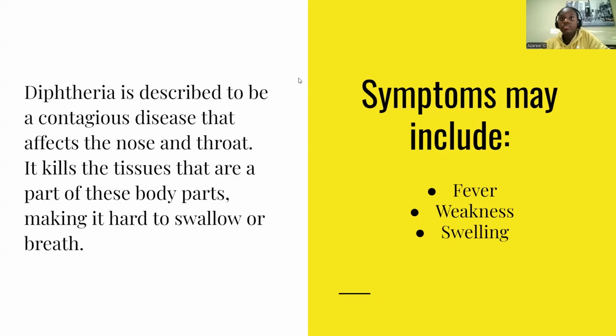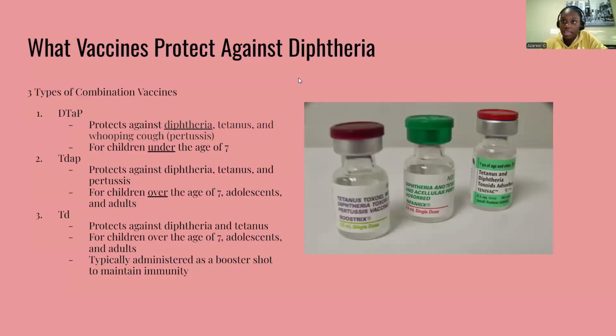Now, however, we do have vaccines to protect against this disease. So we have three types. The first one is called DTaP. DTaP is used to protect against diphtheria, but also it can be used to protect against tetanus and whooping cough, also known as pertussis. Whooping cough typically does happen around children. And DTaP is subsequently also used for children under the age of 7.